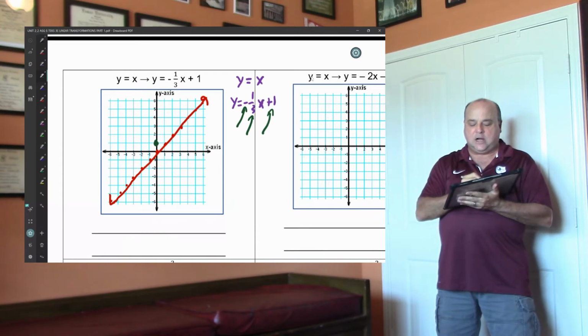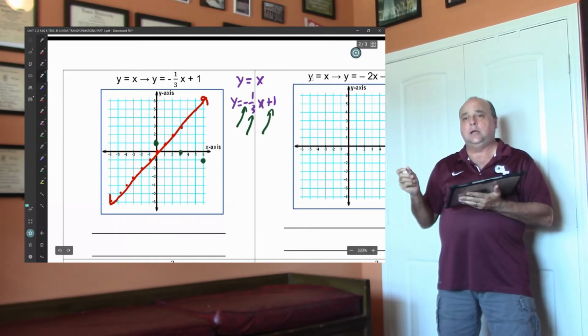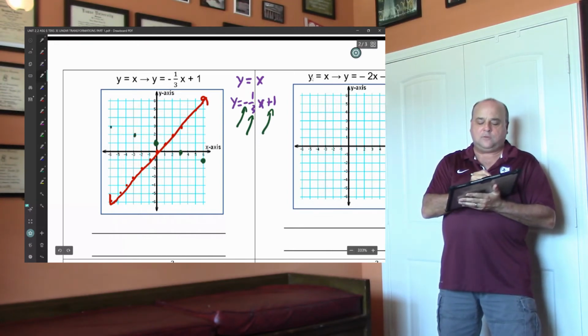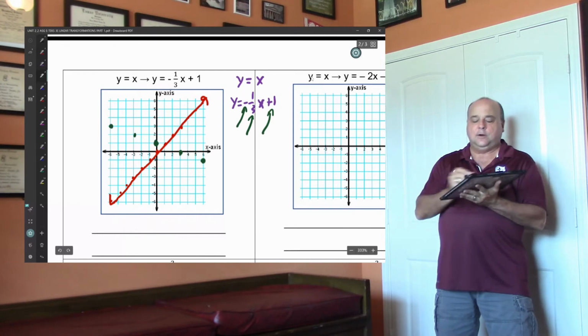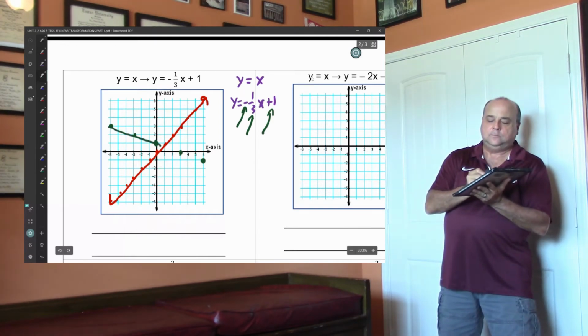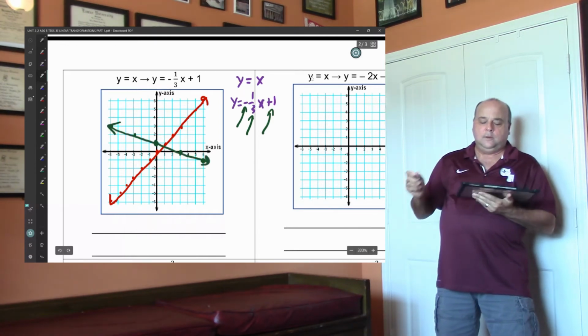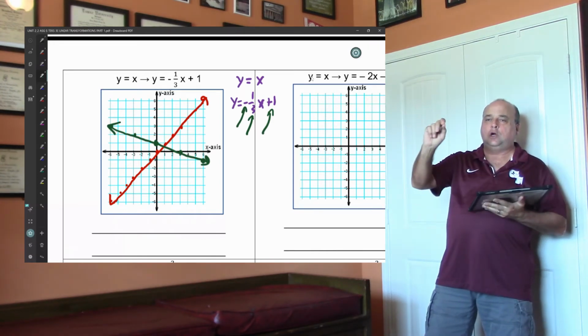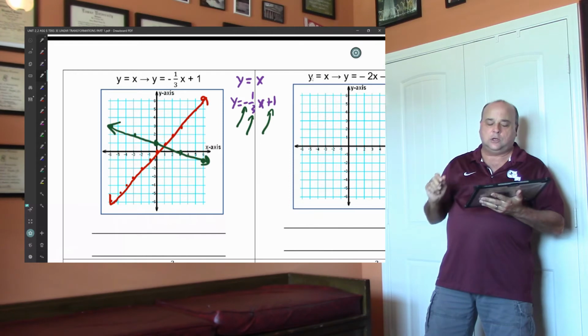So from this dot, down 1, right 3, down 1, right 3, and I got 2 more dots, don't I? Now then I'm going to go opposite, up 1, left 3, up 1, left 3, and I got that line, don't I? So connect the dots, and I have a different line, don't I? So remember, you graph the line, you start with the starting number, and then you do what the slope says.